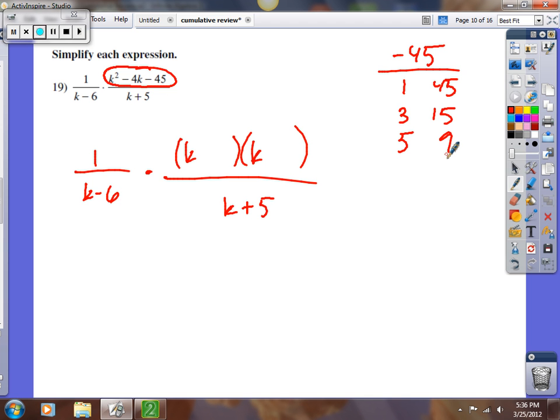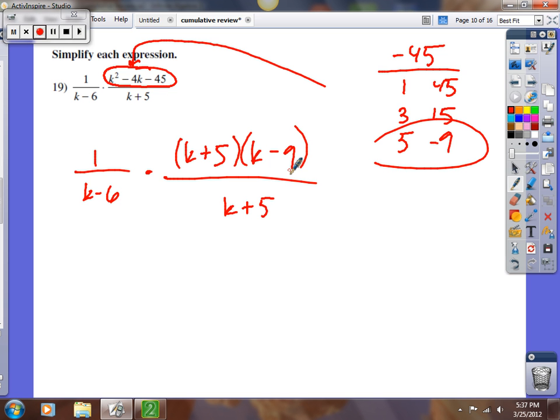Okay, now you look at the middle term. They've got to add up to give you a negative 4. So we're going to zero in on the 5 and 9. And which one's going to be negative? If I do a 5 and a negative 9, there's your negative 4. So we're going to go k plus 5 and k minus 9.